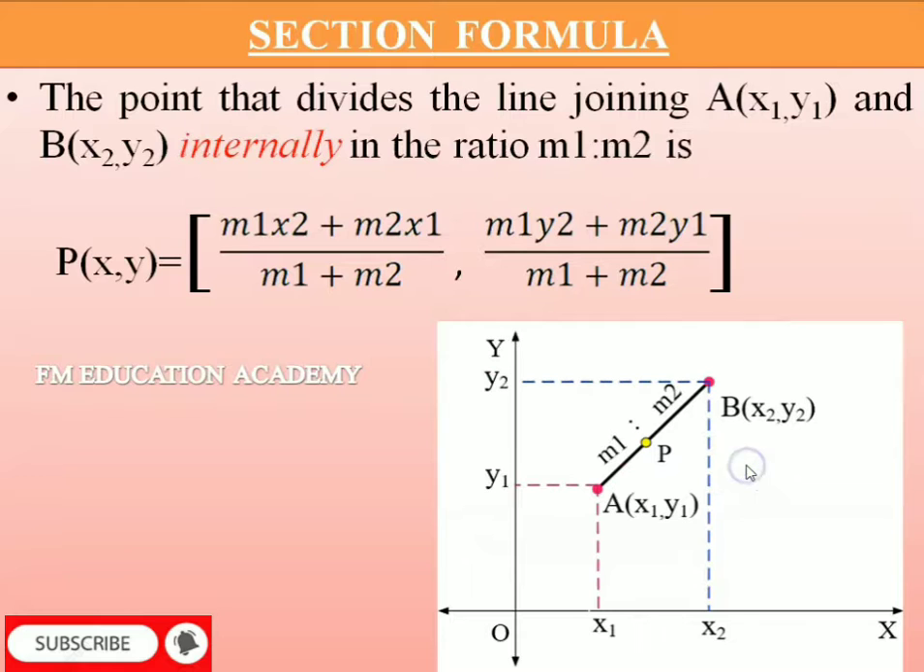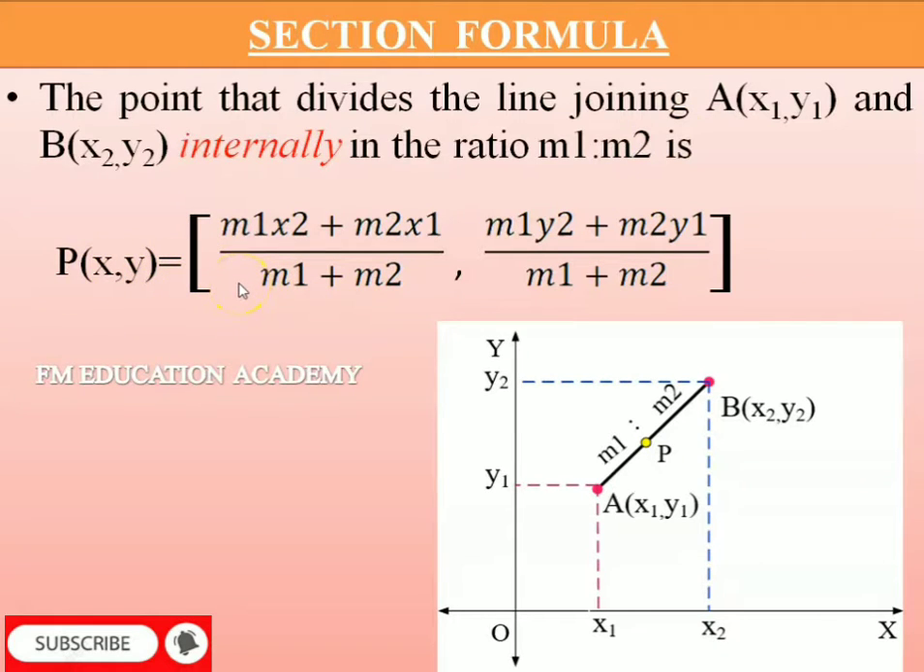Let us come to the next formula, section formula. Now with the name section, we can understand that there must be some ratio involved in this formula. So remember, the point that divides a line joining A, x1, y1 and B, x2, y2 internally in the ratio m1 is to m2 is P of x, y is equals to.